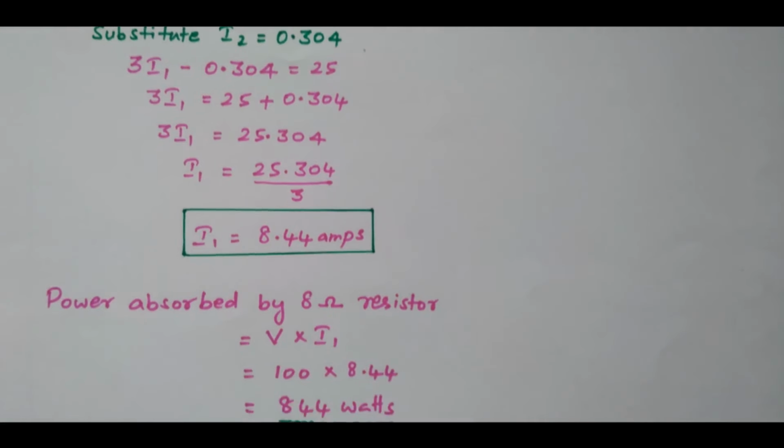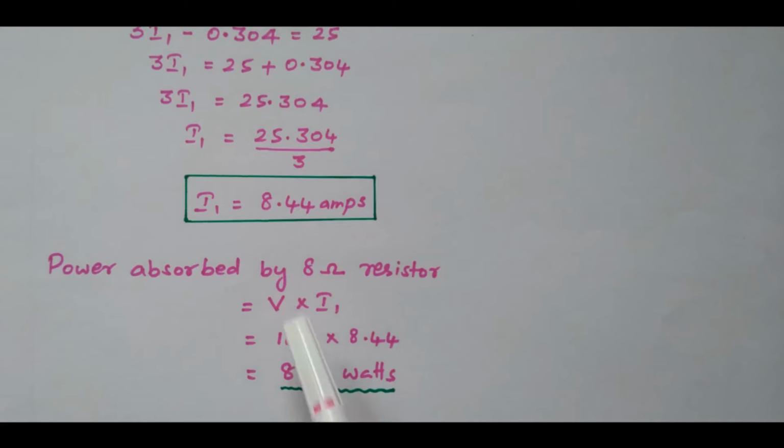Now one more question is there. Power absorbed by the 8 ohm resistor. What is the 8 ohm resistor power? Power equal to V into I. So the 8 ohm resistor is connected near the 100 volt source. The current flowing through the 8 ohm resistor is I1, 8.44. So 844 watts. Right? Power absorbed by 8 ohm is V into I. This 8 ohm is connected nearby the voltage 100. The current flowing through this 8 ohm is I1, 8.44. So 100 into 8.44 is 844 watts.